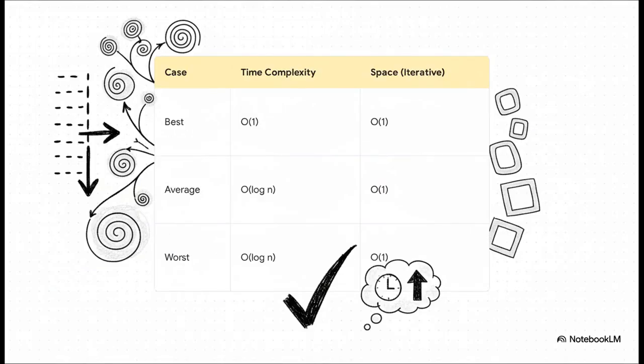And you know the best part? All this clarity and correctness, it costs you nothing in performance. The time complexity is still that super efficient O(log n), which means it can chew through massive amounts of data in no time. And this version uses constant O(1) space. It's the best of all worlds. Correct, clear, and blazing fast.